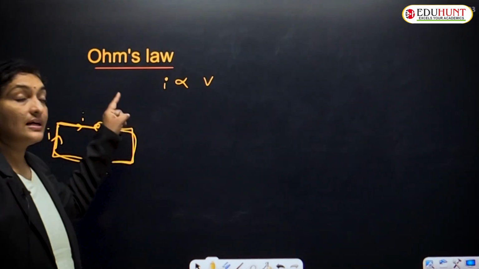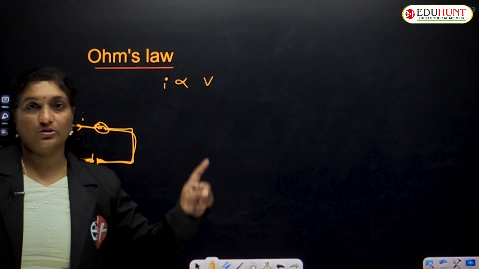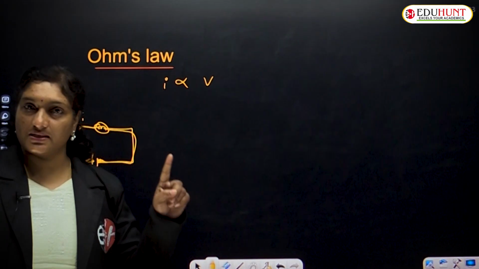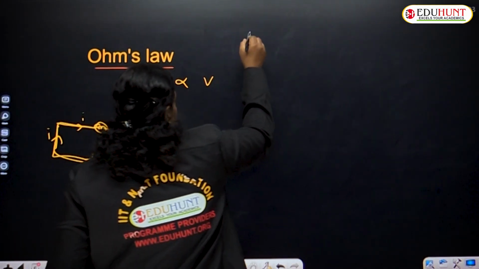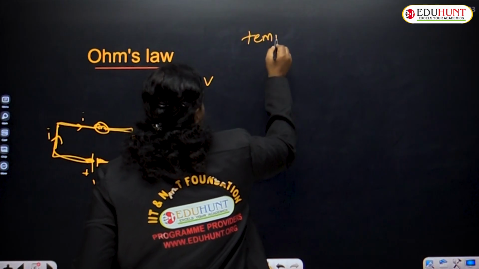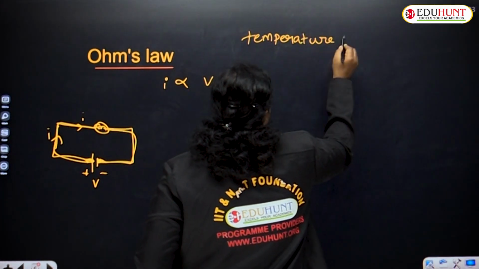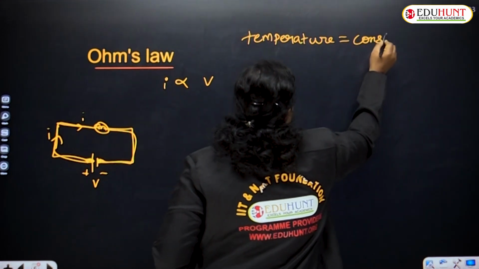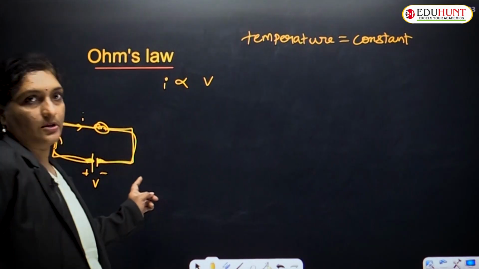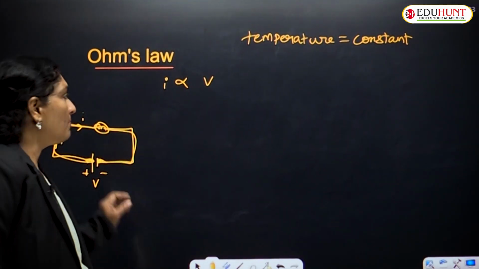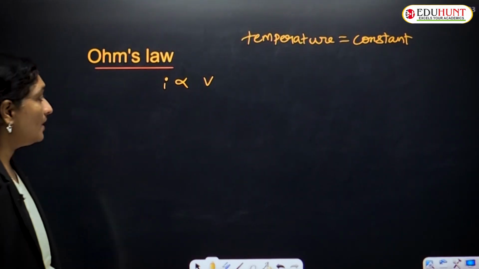So the electric current inside a metal wire is directly proportional to the potential difference across its ends, provided the temperature is constant. So what is the condition, children? Temperature must be constant. In that case, the current passing through the circuit is directly proportional to the potential difference, as set by Ohm's law.